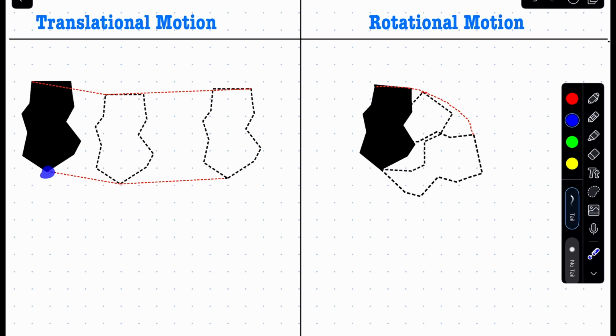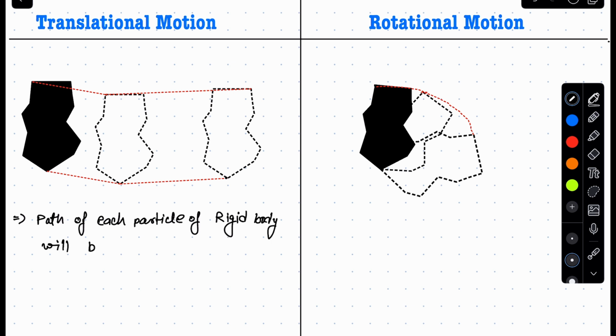So if I have just taken two particles here, this particle is moving like this, so the lowermost particle will also move like that, on a similar path in a similar fashion, exactly the same way. So at any moment, if I take the path, each particle of the rigid body will be the same.